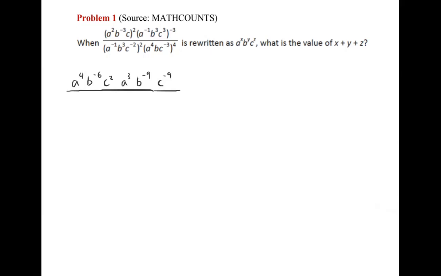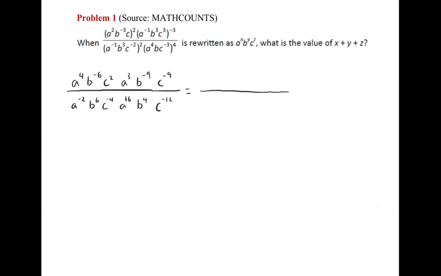And we can do the same thing for the denominator, and that will give us a to the power of 2, negative 2, b to the power of 6, c to the power of 4, negative 4, and then the last one, a to the power of 16, b to the power of 4, c to the power of 12. Okay, so we can simplify this even more by combining like terms for both sides of the fraction.